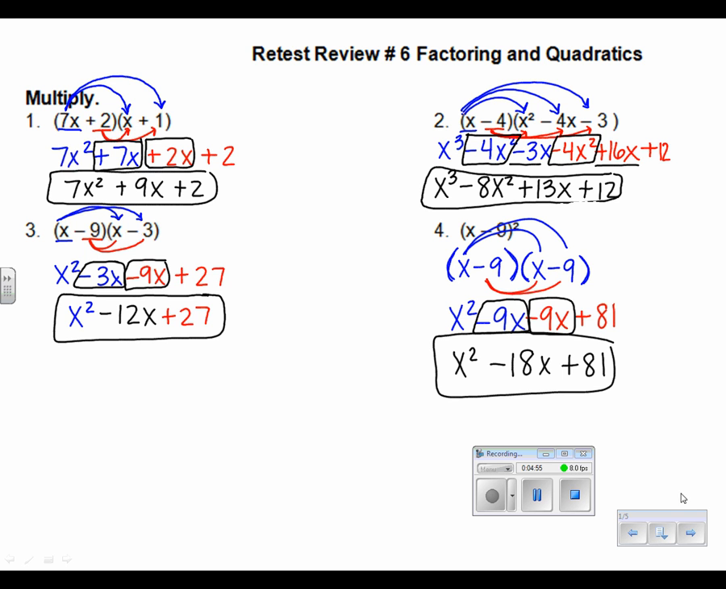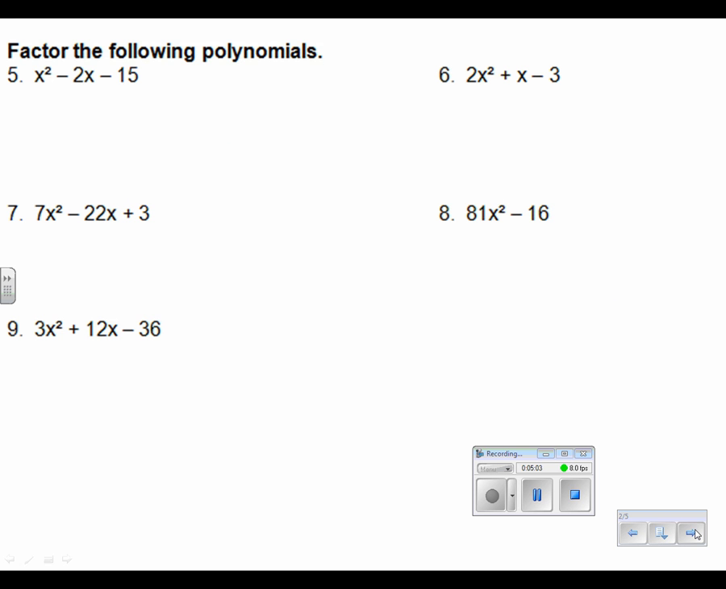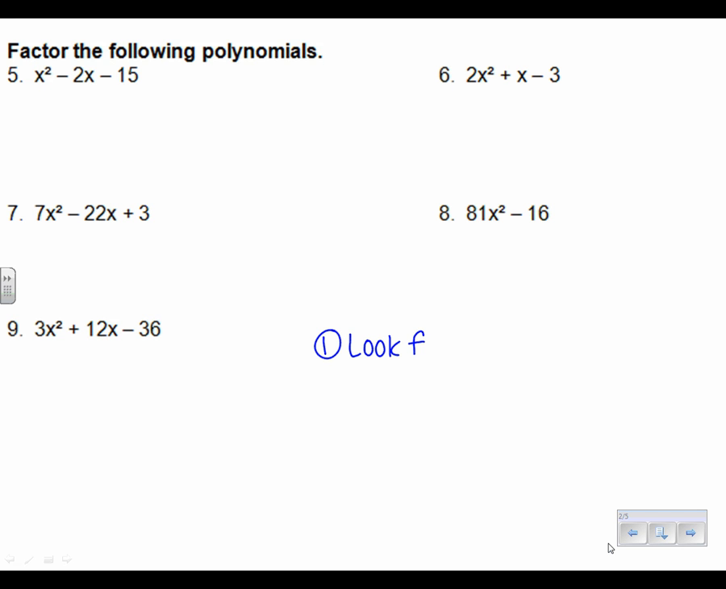Okay, so that was multiplying polynomials. Now let's do the exact opposite. I'm going to give you a polynomial and ask you for the factors. To factor polynomials, you should always think about your flowchart in your brain. And in your flowchart, we said that always the first step is to look for a GCF. And if there is one, we got to factor it out.